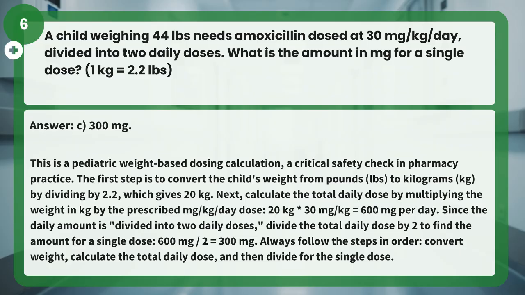Since the daily amount is divided into 2 daily doses, divide the total daily dose by 2 to find the amount for a single dose. 600 milligrams/2 is equal to 300 mg. Always follow the steps in order: convert weight, calculate the total daily dose, and then divide for the single dose.